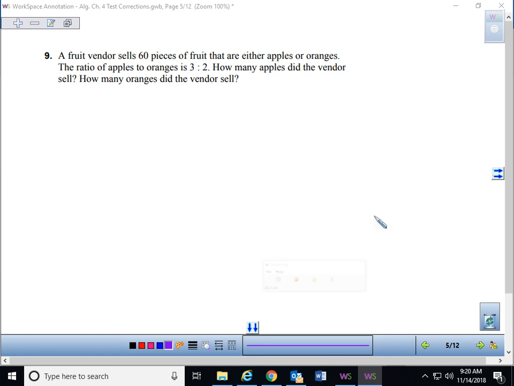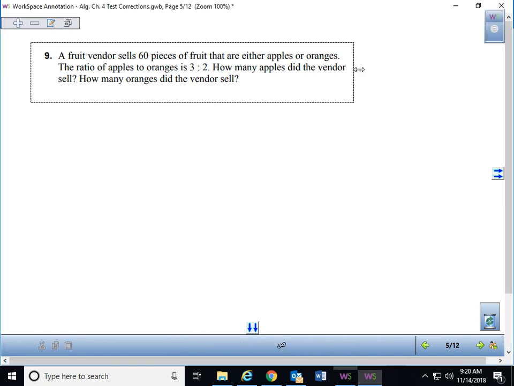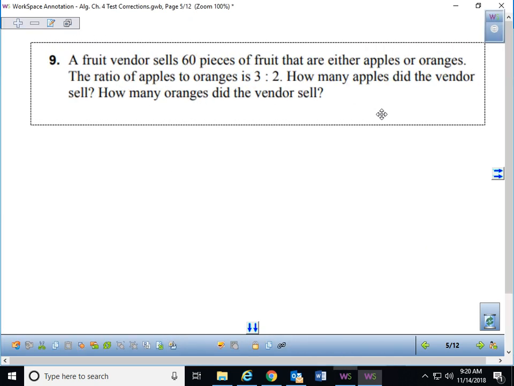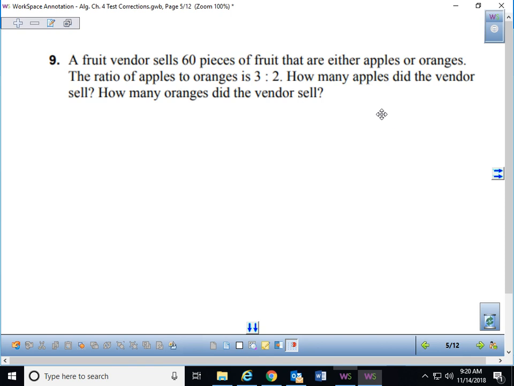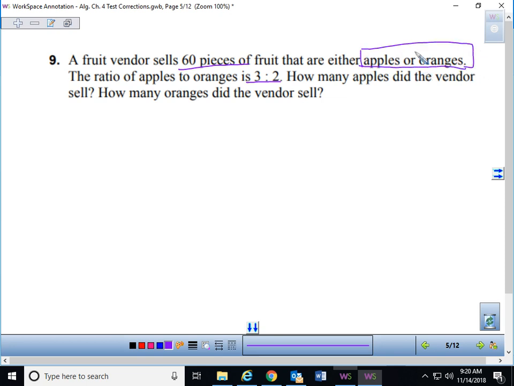Okay, so let's finish up the front page with question 9. This one caused so many issues, and it's because of this ratio right here. But let's go to the problem. It says a fruit vendor sells 60 pieces of fruit that are either apples or oranges. Again, it's the same idea as this last one. Don't get caught up on this "or." It's some number of apples and some number of oranges. We just don't know how many of each, but I do know that combined there's 60 pieces.